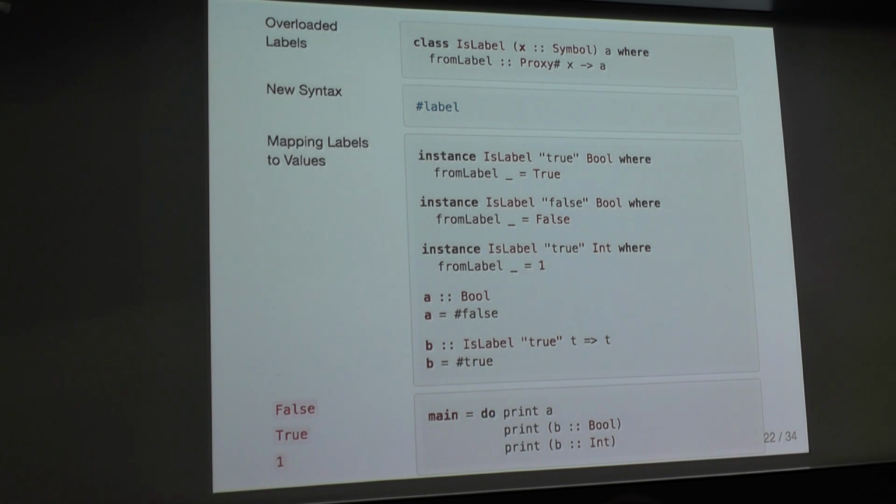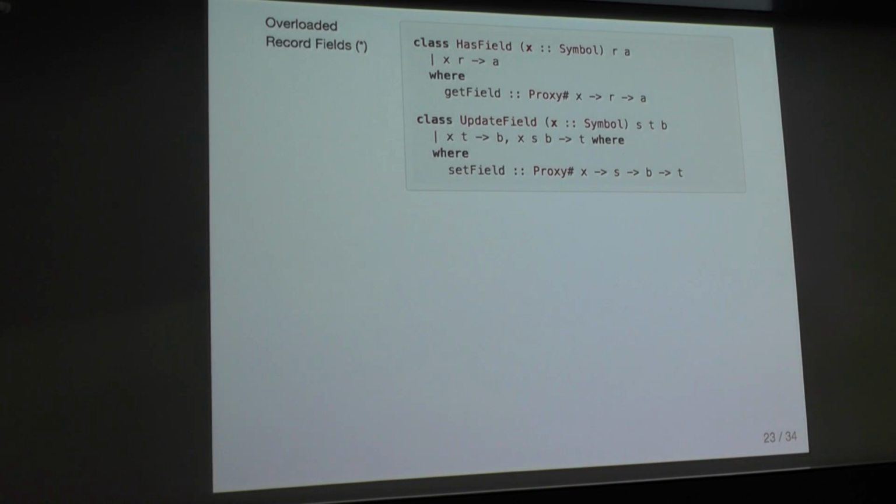So what does this give you overall? You can now map labels to arbitrary values, right? Okay, how is this useful? Well, there's one use case up on the horizon, and there might be more use cases in the future. It's not clear exactly what those could be. But the one we see already is the overloaded record fields. And this is a feature that is not in GHC yet.